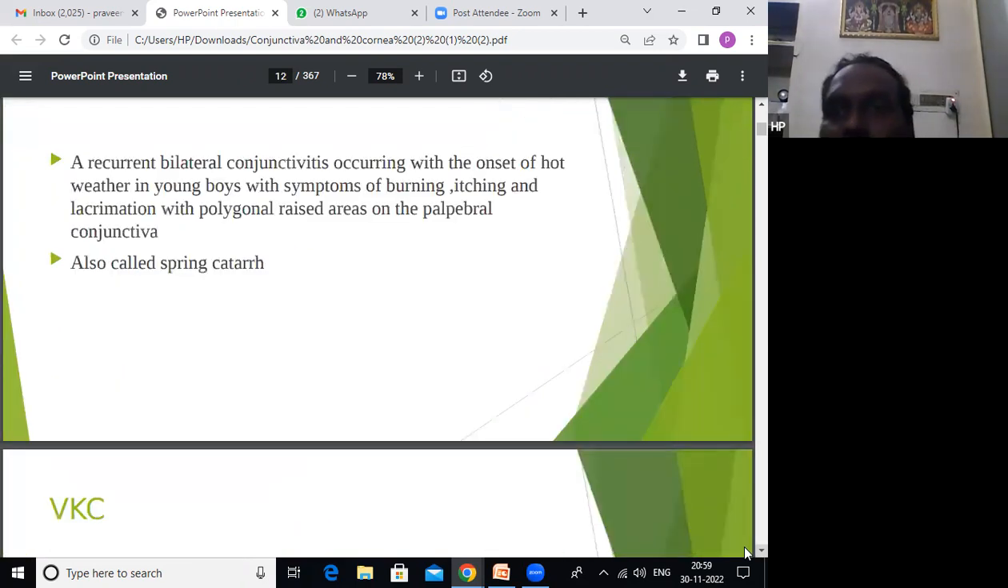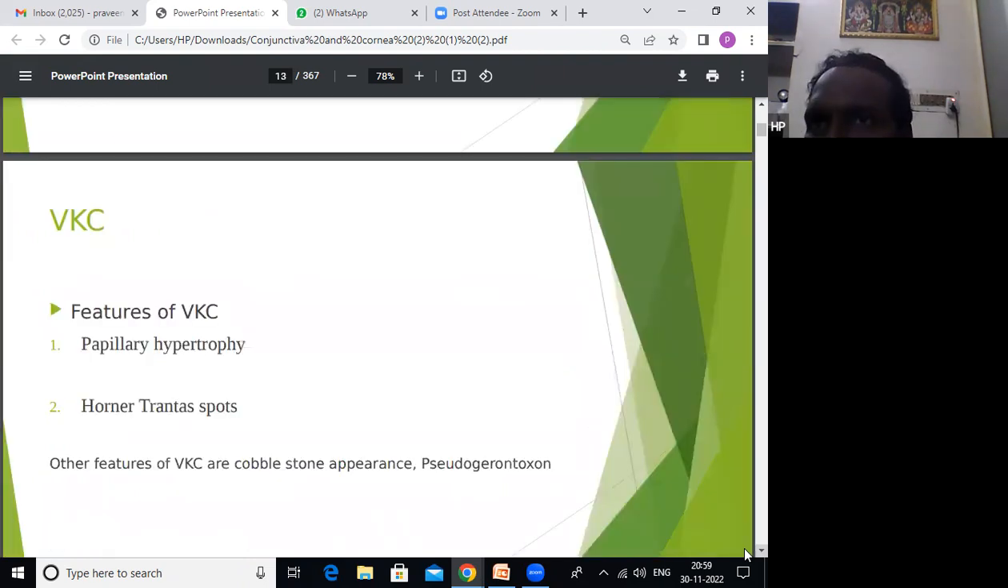And then vernal keratoconjunctivitis. I hope all of you know about that, so I need not tell you. It's a recurrent bilateral conjunctivitis. Which type of hypersensitivity is it? It's a type 1 hypersensitivity reaction. It's also called spring catarrh, and there are so many questions on spring catarrh. What is the type of ulcer you see in spring catarrh? Shield ulcer. What conjunctival sign do you see? You can see papillary reaction.